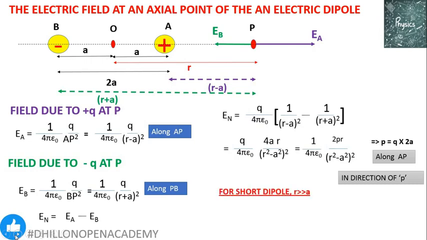Short dipole. What is a short dipole? If you place P point far much away from the origin such that the value of distance R is far much greater as compared to A, in that case we call the dipole as short dipole. Reason, if we observe this dipole from a far much away distance, it will appear very short to us. In that case, neglect A in the denominator, you will get the equation 2P over 4 pi epsilon naught R cube, which will be the net field also along the dipole moment vector.